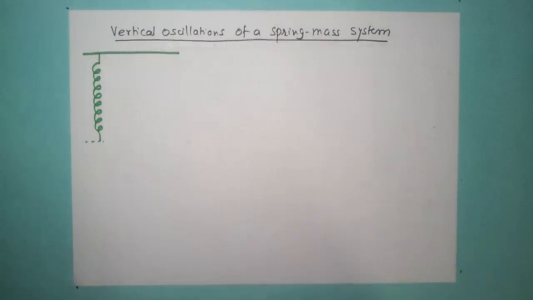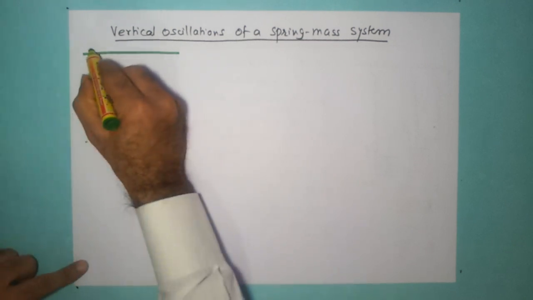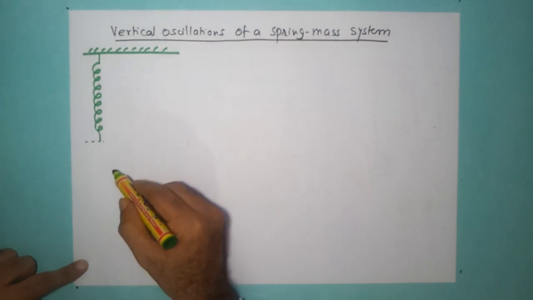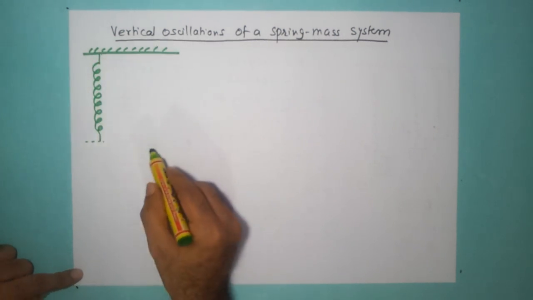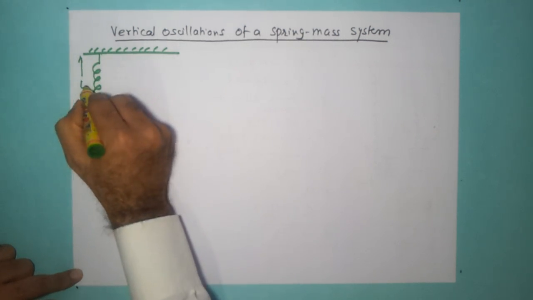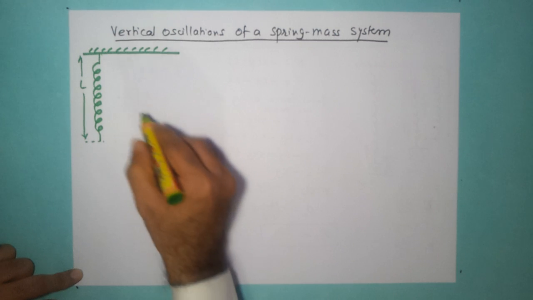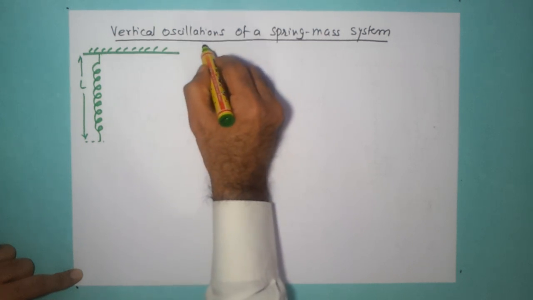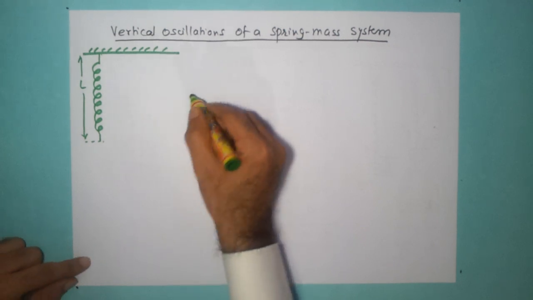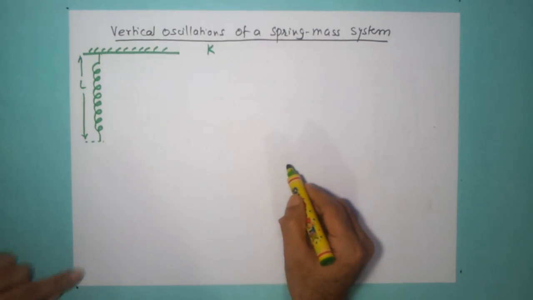Okay, having discussed horizontal oscillations of a spring mass system, time now to look at vertical oscillations. So let us say we have a rigid support like this and we have a spring hanging from this fixed support. Let us say this particular spring is of length capital L and the spring constant is, let us say, K.